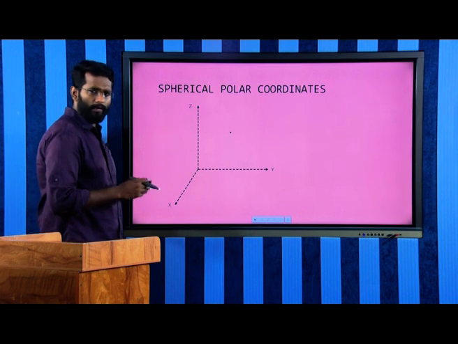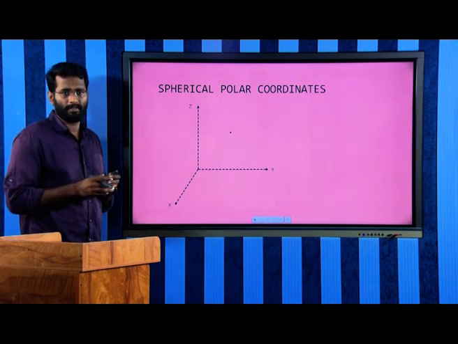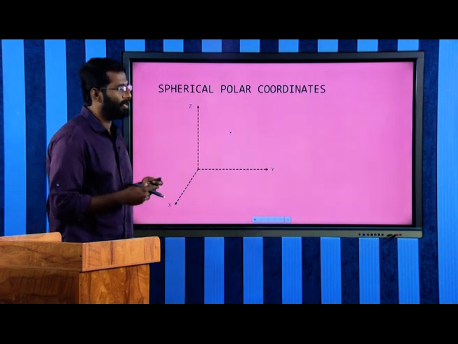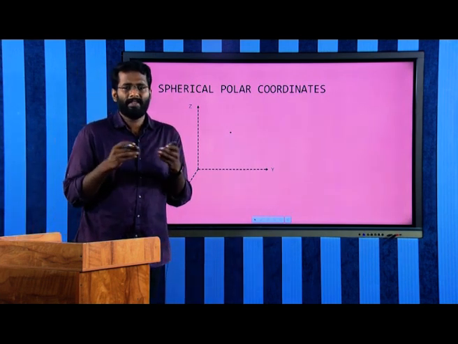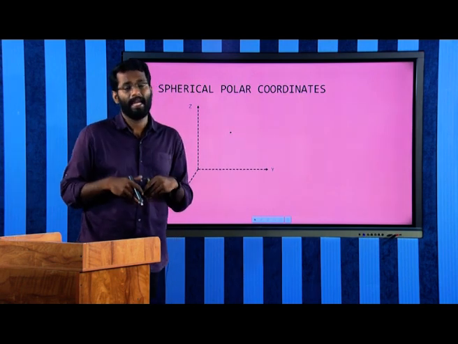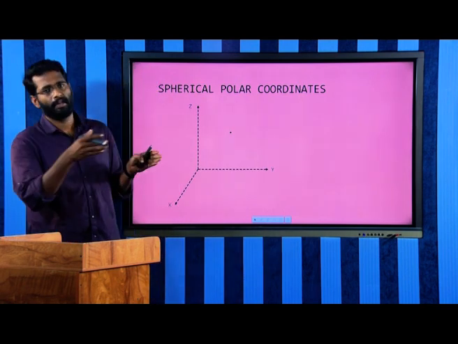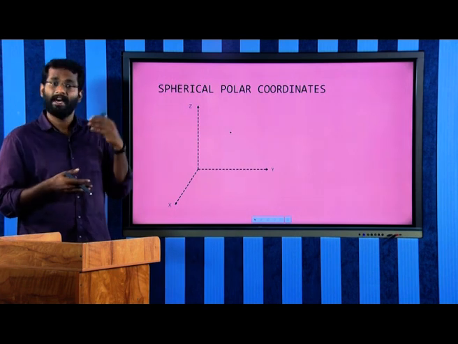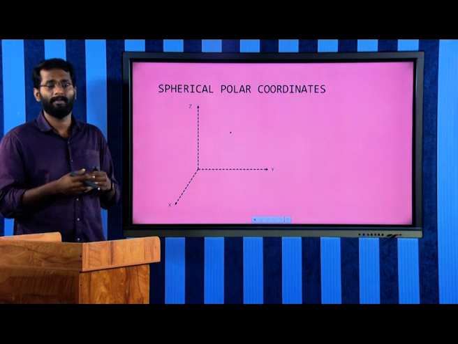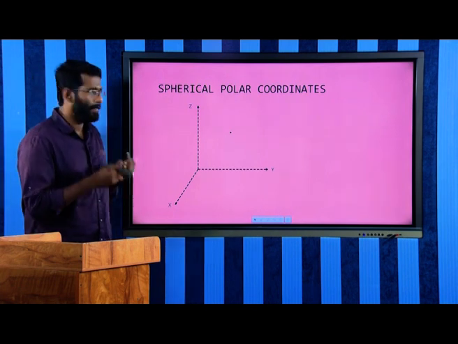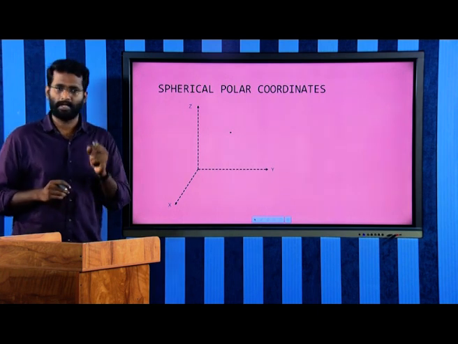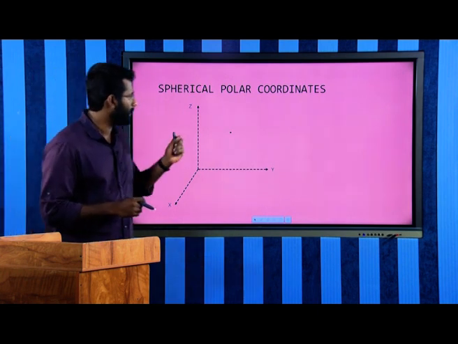Now we are going to introduce a new coordinate system. Why do we need a new coordinate system? Because we need to deal with symmetry. When there is a spherical symmetry or cylindrical symmetry, it is easier to work in spherical or cylindrical coordinates rather than Cartesian. It can be dealt with in Cartesian, but the problem will become more tedious. So, it is better to choose a suitable coordinate system for each problem. That is why we are learning the spherical coordinate system.